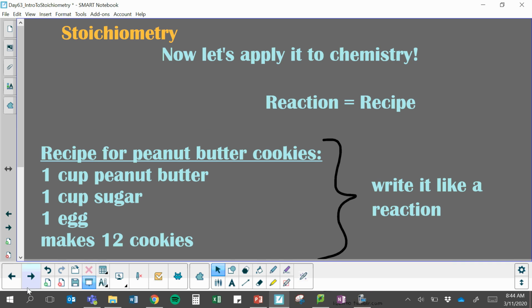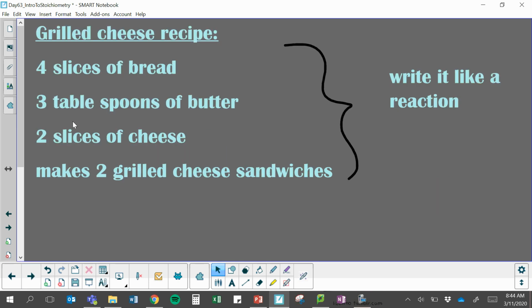So try to take that information to make a reaction for grilled cheese sandwiches using this recipe. You can pause the video and try to come up with your own reaction for grilled cheese sandwiches. So pause the video.